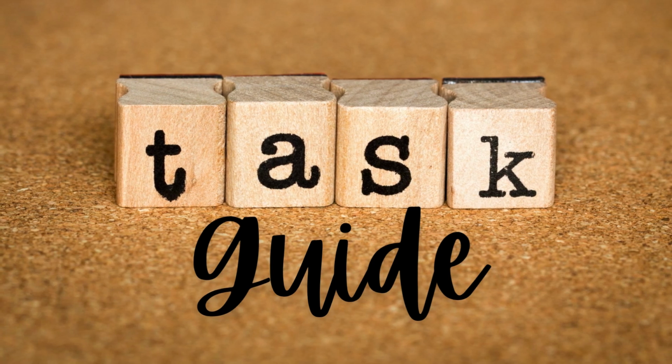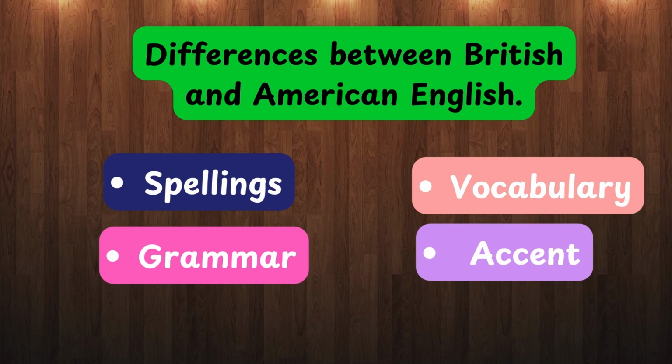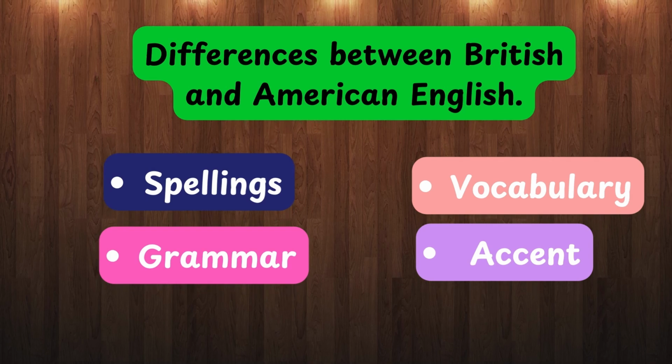Today we are diving into the fascinating differences between British and American English. There is a big difference between these two accents, from spelling and vocabulary to grammar and accents. We'll explore how these two varieties of English differ. There are four main differences between these two varieties of English, British and American English.